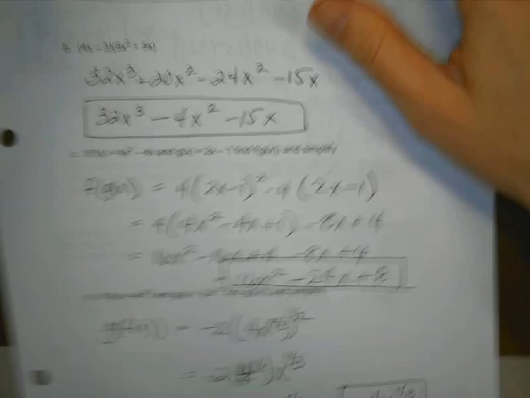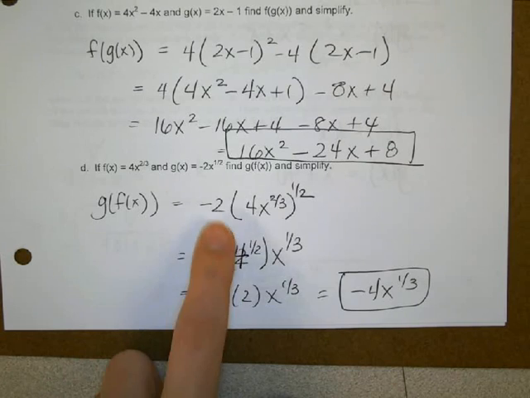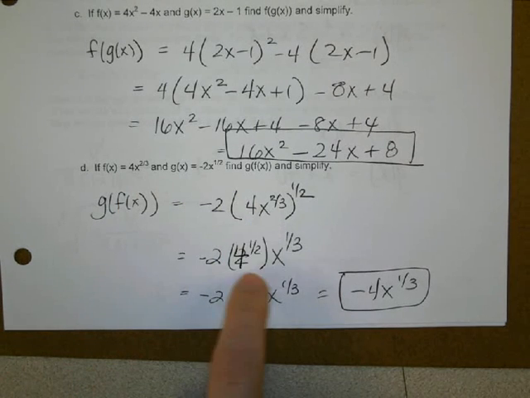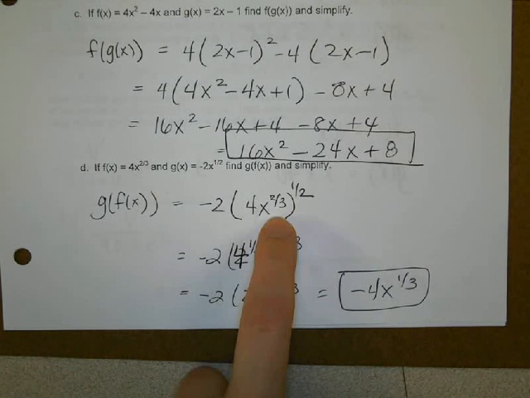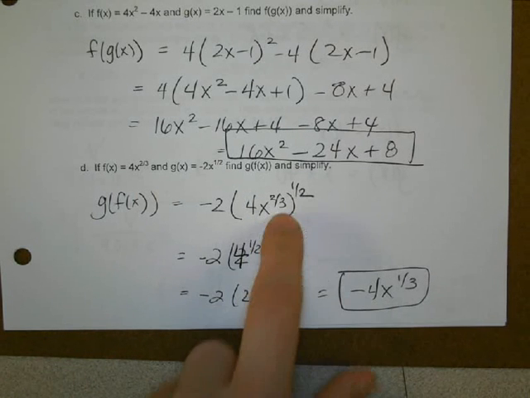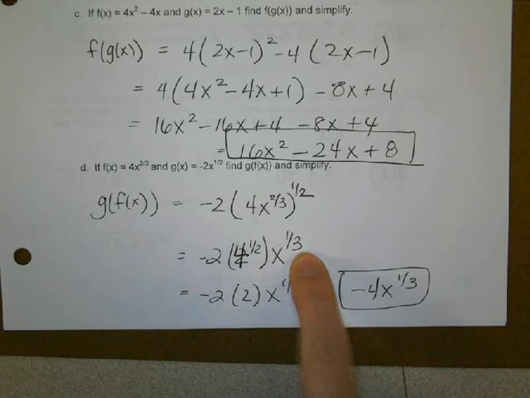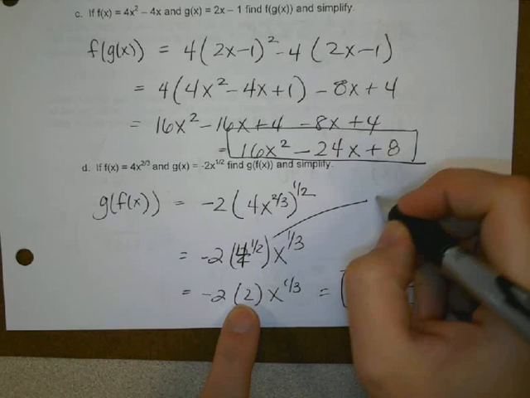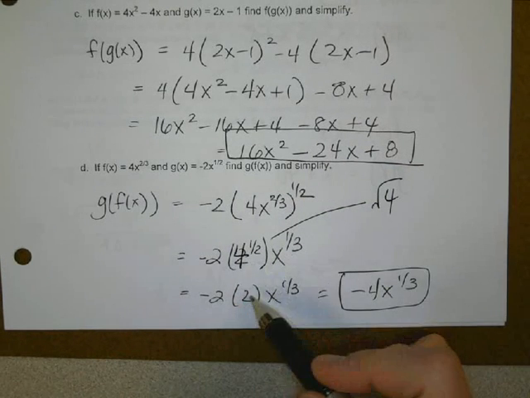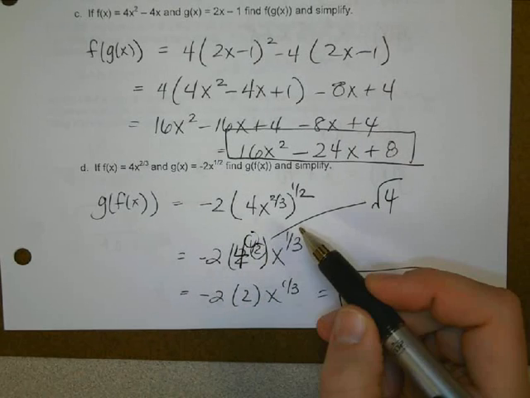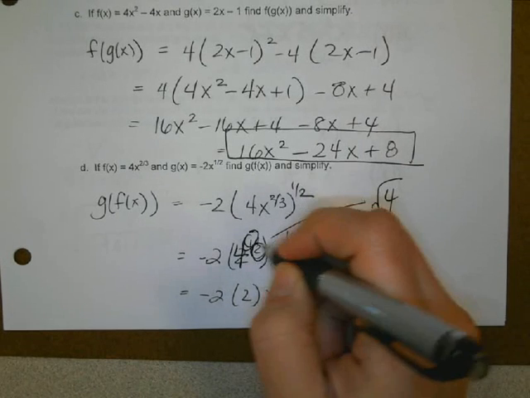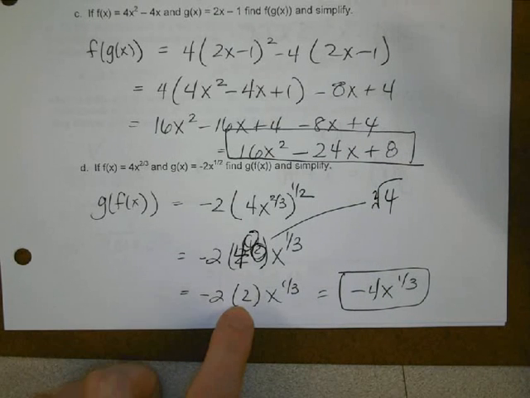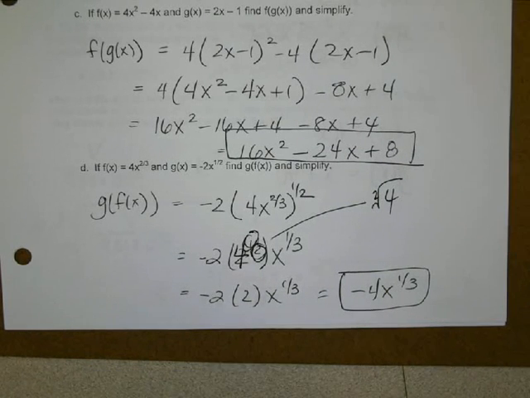For D, same type of thing, except now we're plugging f of x, so this whole thing goes in for x here. Now when I simplify, that 1/2 goes to the 4 and to the x to the 2/3. When you have a power and a power, you multiply. That's where I got the 1/3. 4 to the 1/2, that's the same thing as saying the square root of 4. So that's how I was able to, because remember that's power over index, so your index is the square root. That's how I got that 2 to be there. So your final answer should be -4x to the 1/3.